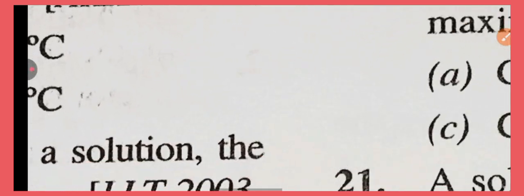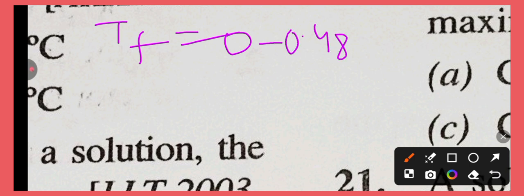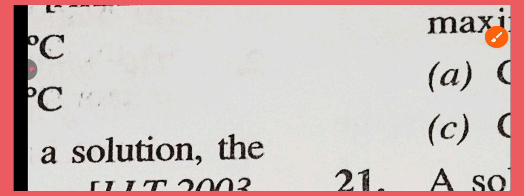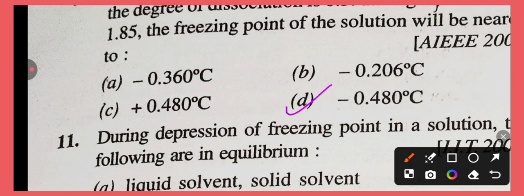Here the freezing point of pure solvent is 0 degree Celsius. The freezing point of the solution we calculate is minus 0.48, which is the correct answer. Let's see the options. Here option D will be the correct answer.